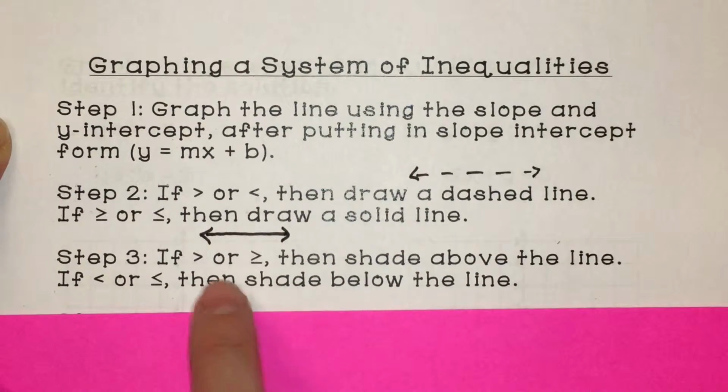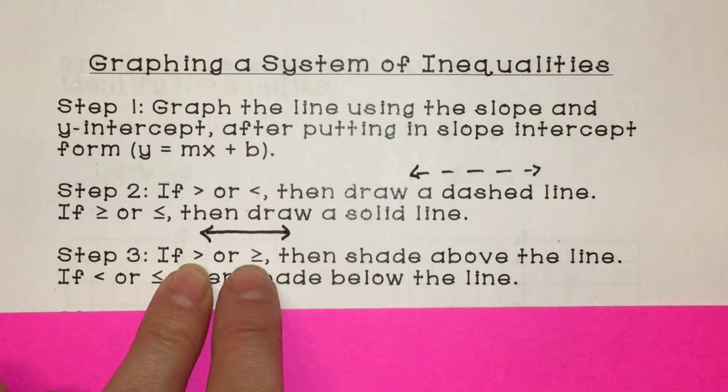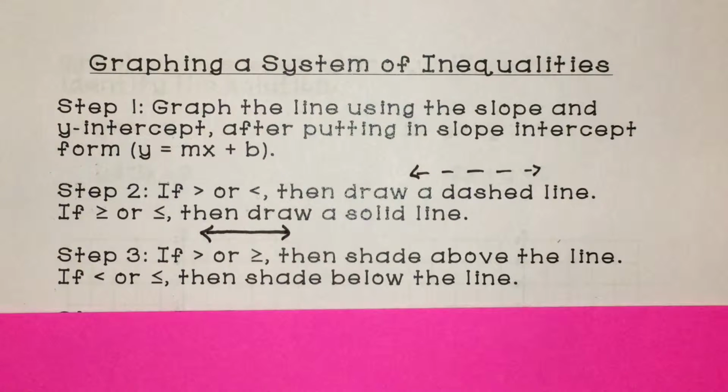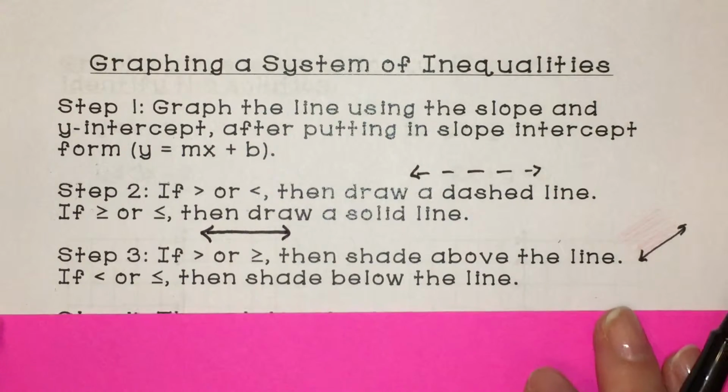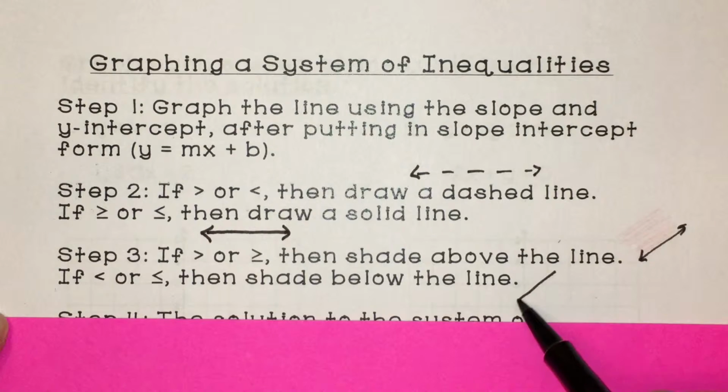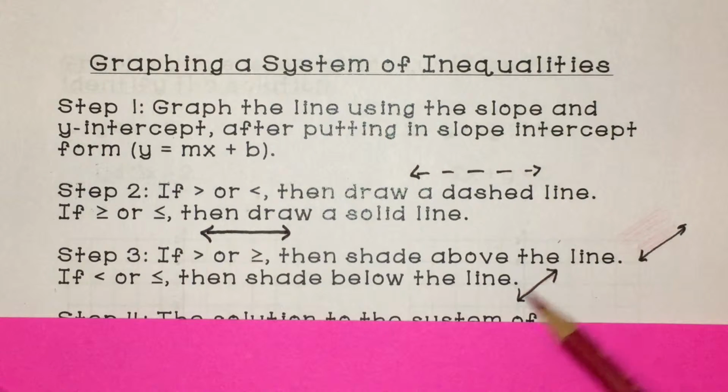Okay. So if you have greater than or equal to, you're going to shade above the line. So above the line, if I graphed it like this, I would shade above the line. This would be values that are greater than or equal to the line. And if you have less than or equal to, you're going to shade below the line. So if I had a line drawn, I would end up shading below the line. We'll talk about this a little bit more when you actually have a coordinate grid, so you can kind of see what I'm talking about.